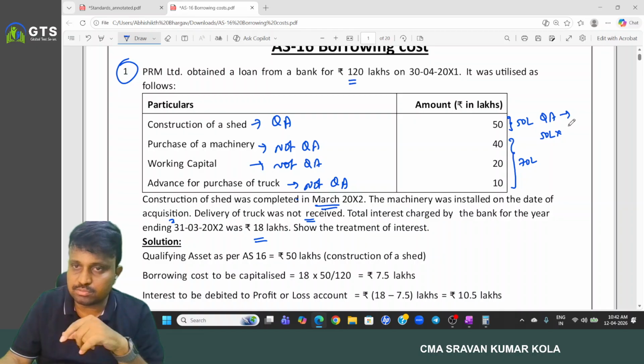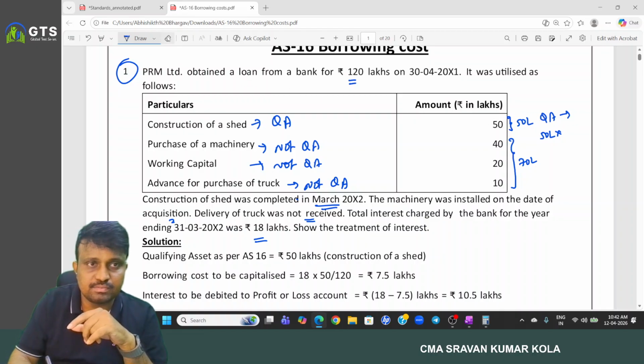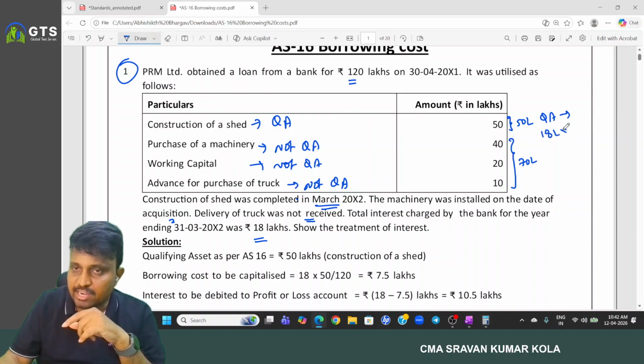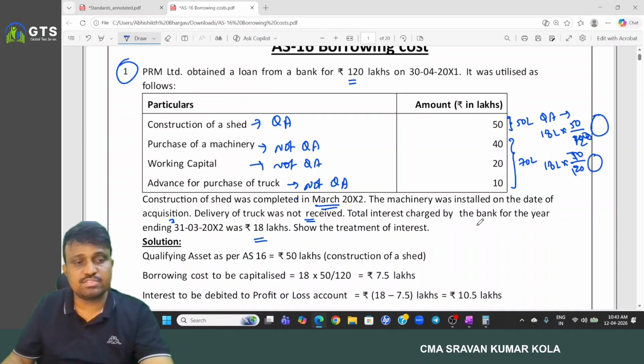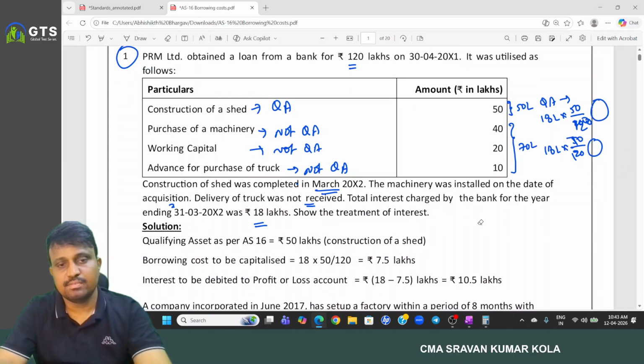So 50 lakhs into, sorry, what is the total interest? 18 lakhs. 18 lakhs into 50 by 200. And for the remaining, 18 lakhs into 70 by 120. This part is capitalized. This part is expense. Okay.